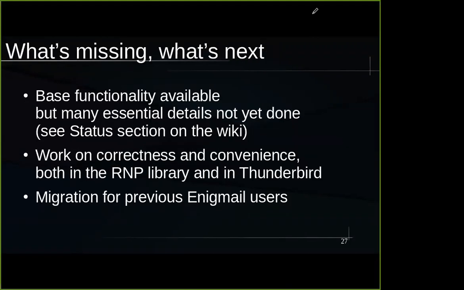So yeah, what's missing and what's next? We have the base functionality, but many essential details are not yet done. There will be a link soon which leads you to a wiki page. There's a status section which lists the current status of what we have done and not yet done. Please have a look. We have to work on a lot of correctness and convenience features, both in the RNP library together with the library developers and in Thunderbird directly. And a very large part that we haven't yet done is migration for previous Enigmail users.